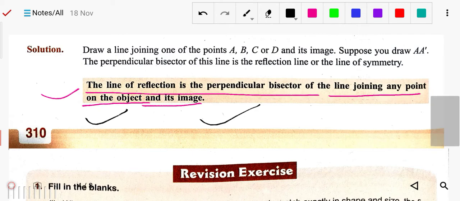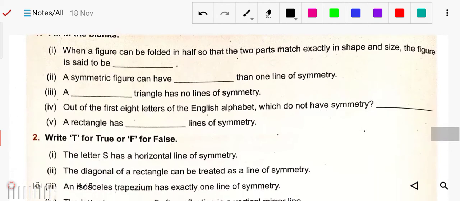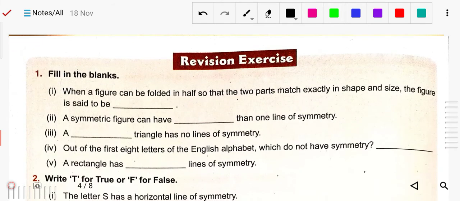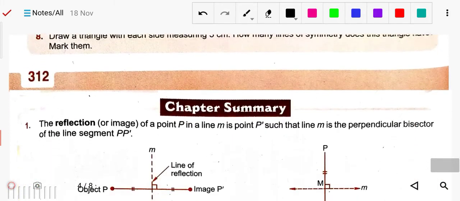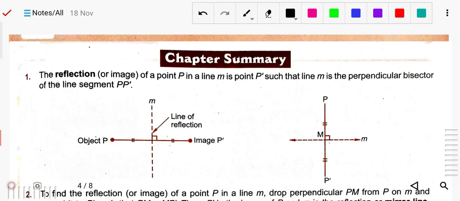Okay, so this is the revision exercise. Now you have to do it also. This is your homework revision exercise. Now here is some chapter summary. The reflection or image of point P in line M is the reflection image, and the line is the perpendicular bisector of this.